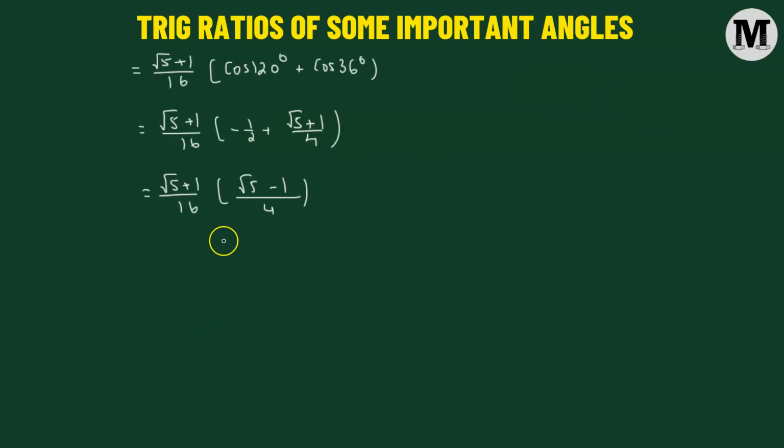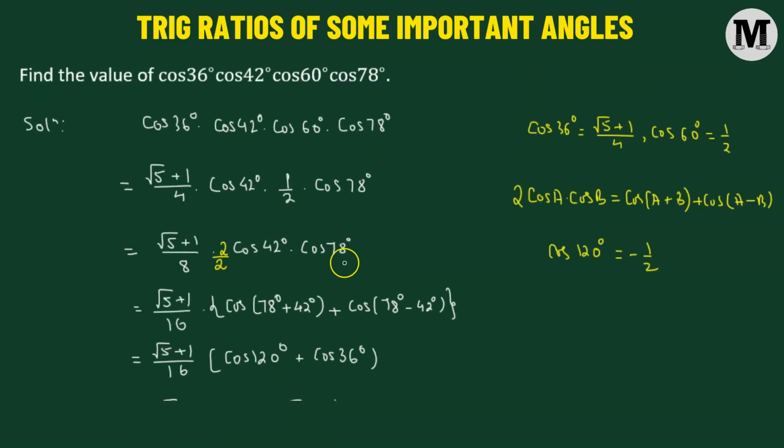Now what we have here is the product square root of 5 plus 1 times square root of 5 minus 1 in the numerator, and that's simply the difference of two squares. So that means we have square root of 5 squared minus 1 divided by 16 times 4, that's 64. This will be equal to 5 minus 1 over 64. So 5 minus 1 is 4, which means we have 4 over 64. That gives us 1 over 16. That means the value of the trig expression, the product of cosine 36 degrees, cosine of 42 degrees, cosine of 60 degrees times cosine of 78 degrees, is 1 over 16.